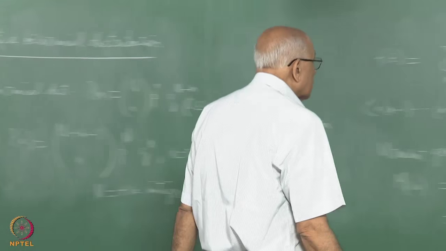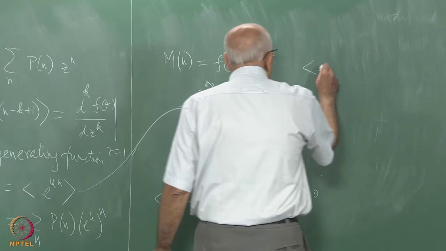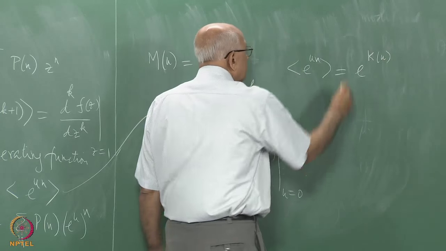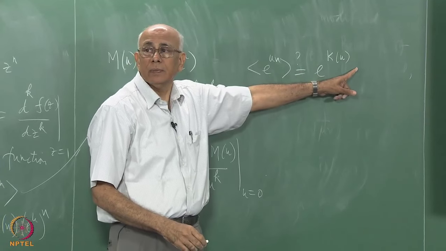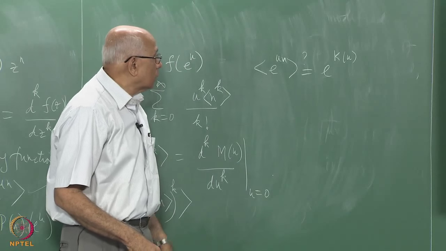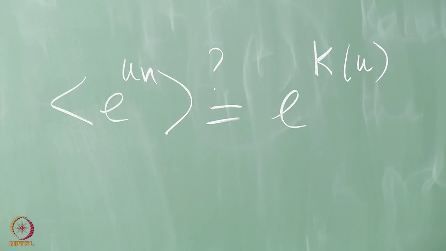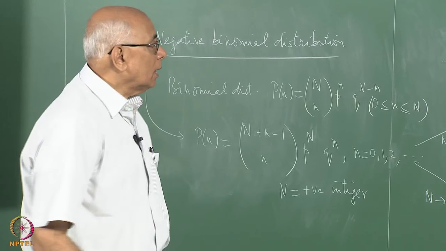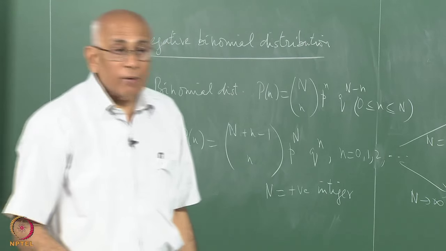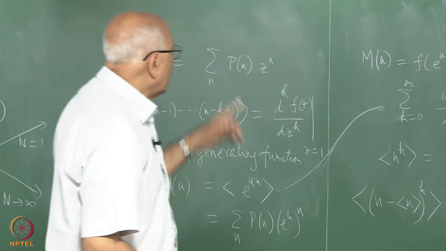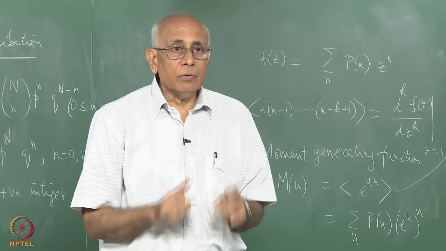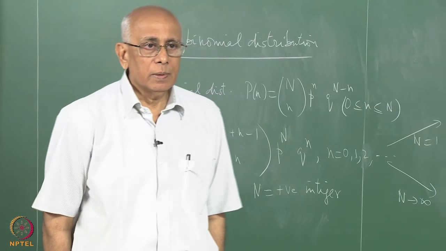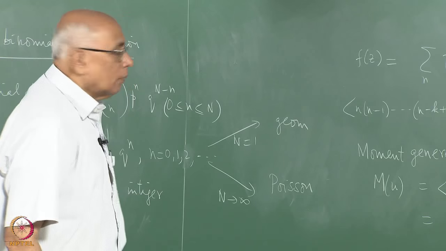So what you have to do is to ask, can I write the average of e to the power u n as equal to e to the power some function K of u, which is in a power series here in general. This is like saying I take the partition function and then the free energy is defined as a log of this partition function. Can I do that trick or not? And that K of u will be called the cumulant generating function. In fact, that is the basic idea in statistical mechanics. When you are writing the partition function, you are writing a generating function actually for some distribution, and when you find the free energy, you are writing the corresponding cumulant generating function, and that is what is additive, etc. So we will talk about this next time.